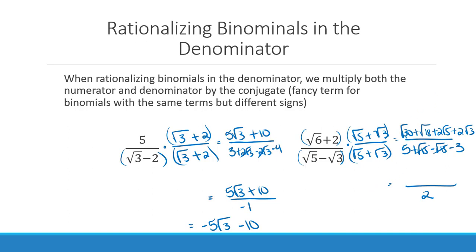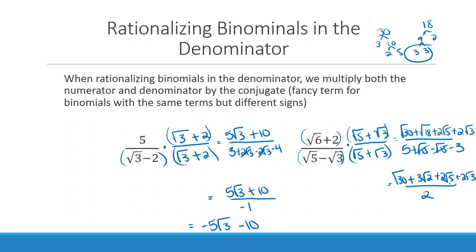So you do want to check everything in your numerator to see if anything can be reduced. Now 30, if you think about it as a factor tree, is going to be 3 times 10. So are you going to be able to take anything out of it? The answer is no. 18 though, we already know, we can rewrite the square root of 18 as 3 square root of 2. So we're going to rewrite this as the square root of 30 plus 3 square root of 2 plus 2 square root of 5 plus 2 square root of 3.